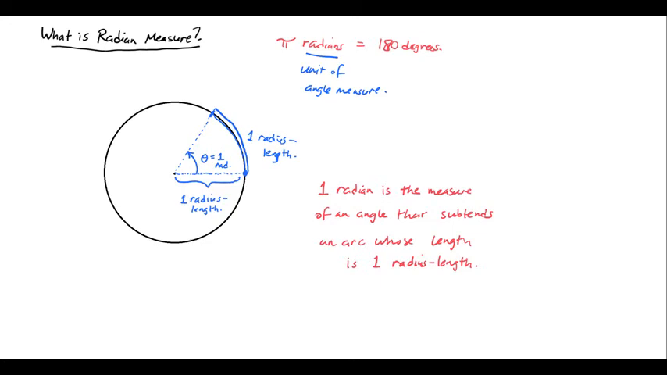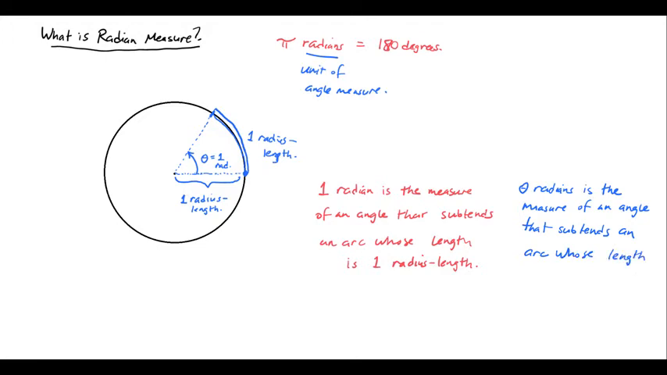But that's not just true of 1, that's true of any number. So I could also say that theta radians is the measure of an angle that subtends an arc whose length is theta radius lengths, assuming that theta is a number. So this is for any number theta.